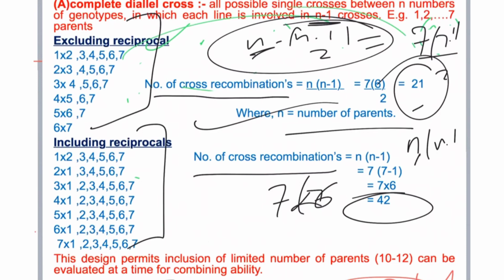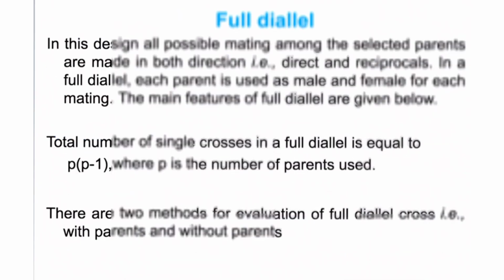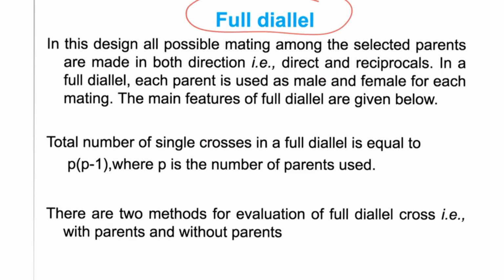With the help of only 7 inbred lines, excluding reciprocals, we get 21 cross combinations, and including reciprocals, we get 42, almost double the cross combinations. So the experiments become tedious, the calculations become confusing, and lots of data has to be analyzed. So now let's come to the full diallel mating design.